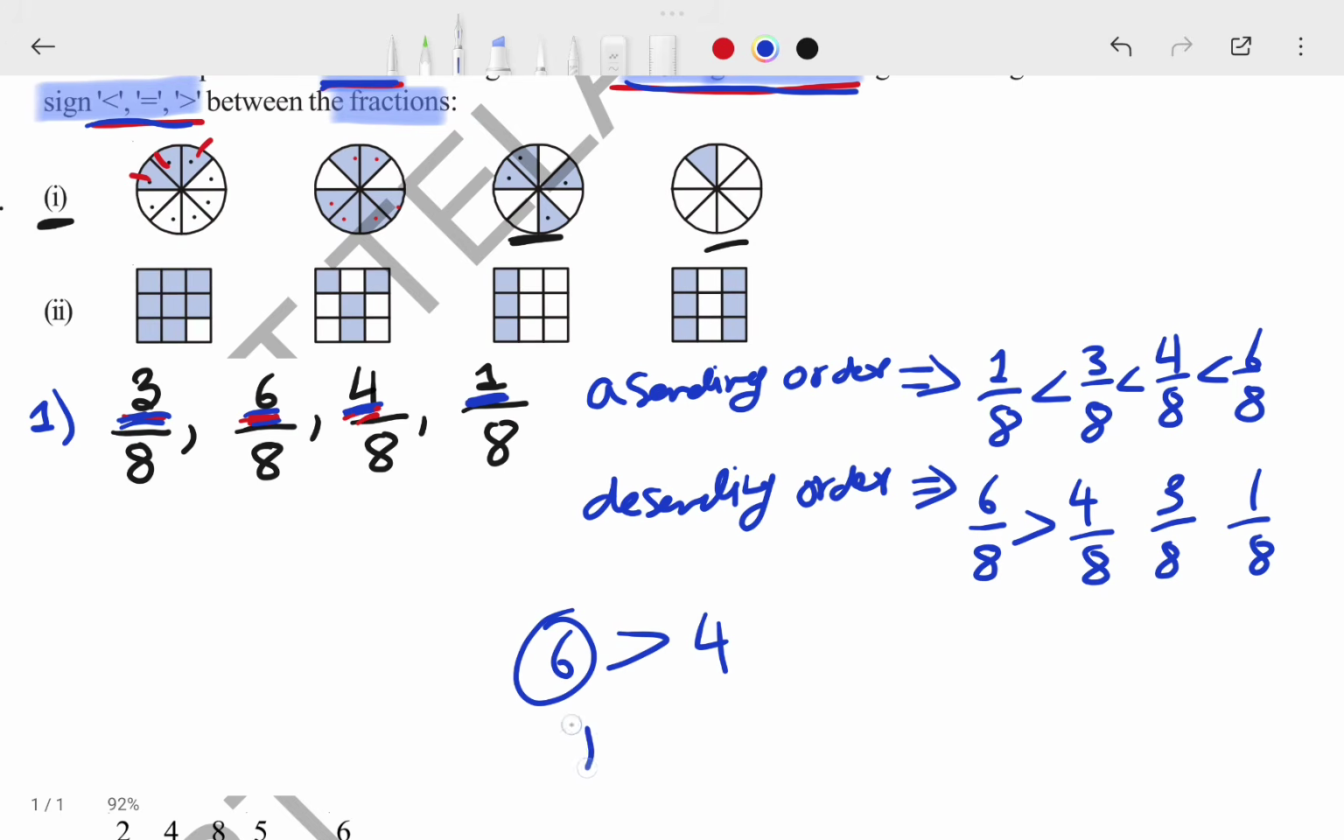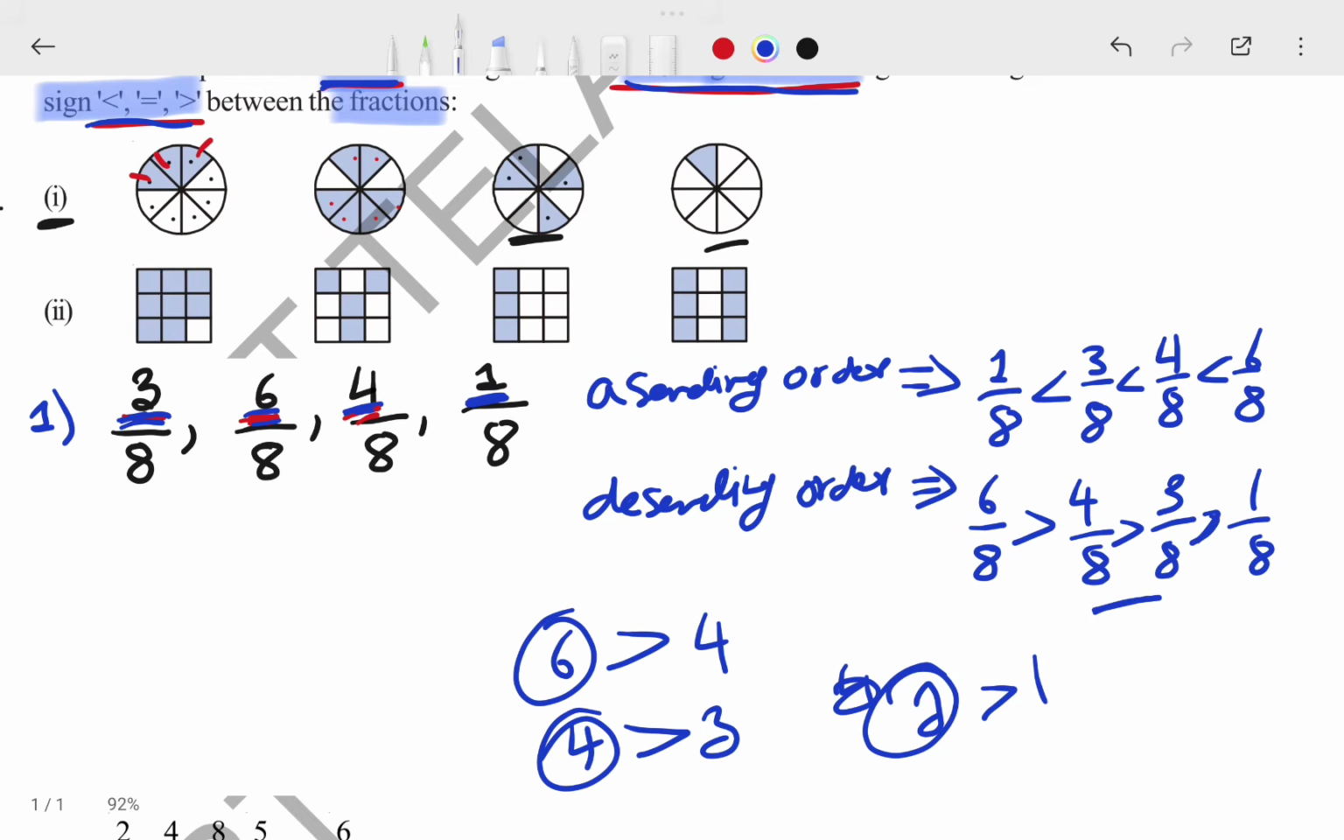This is 4 and this is 3. Which is greater? Of course 4 is greater, so the symbol will be like that. Okay, now 3 and 1. Which is greater? 3 is greater, the symbol will be like that. Okay, just wait a minute. The symbol will be like that.